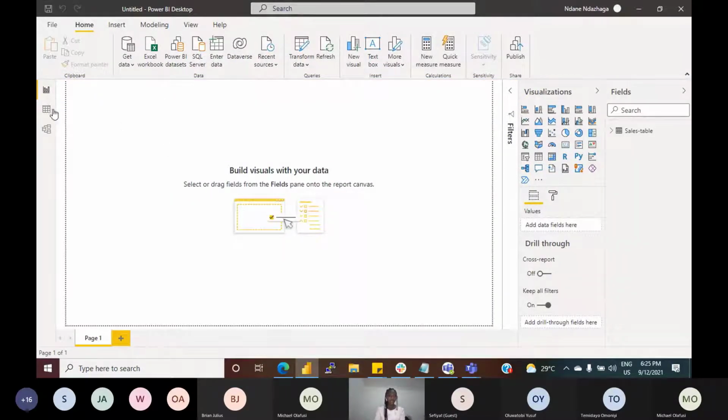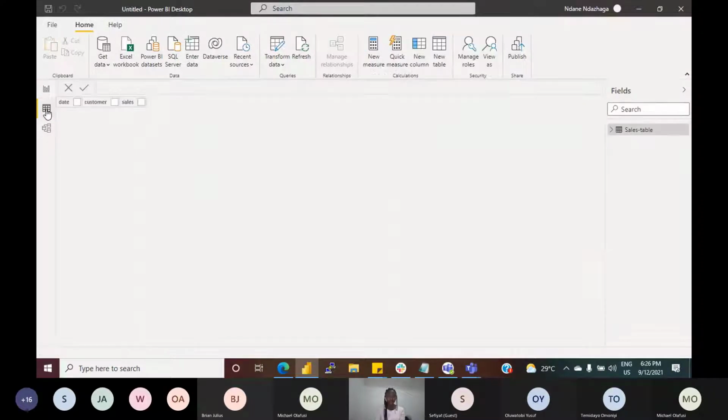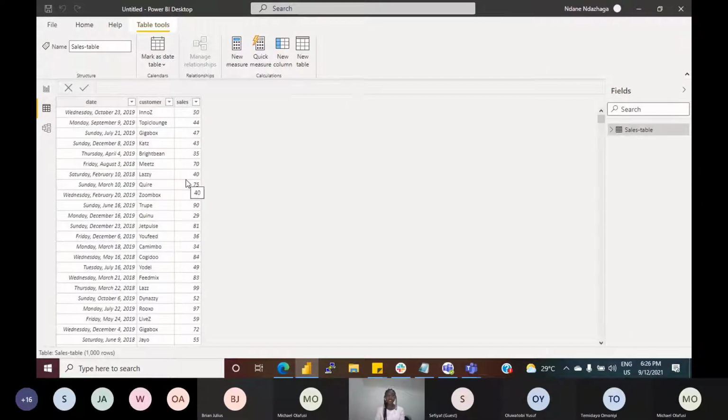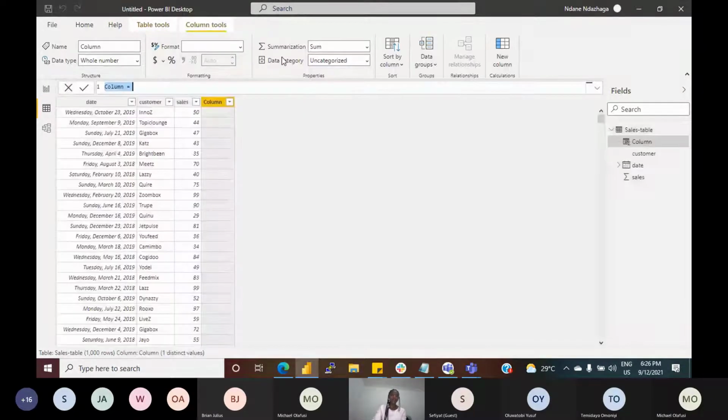Okay, so the first thing that you want to do, our data is already clean, so not much data cleaning. You want to add a new column. So you go to your data modeling tab and add a new column.